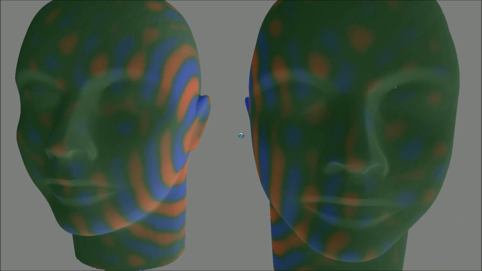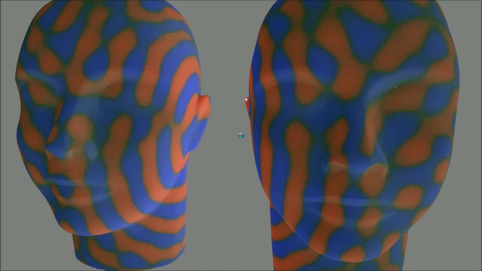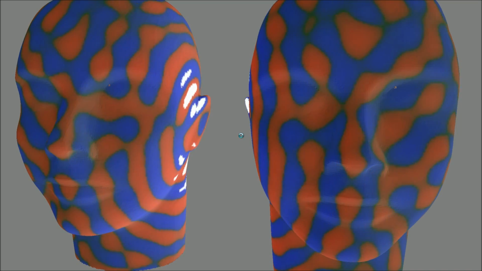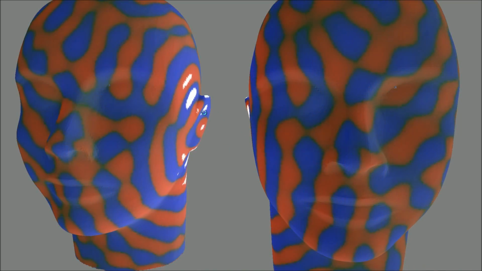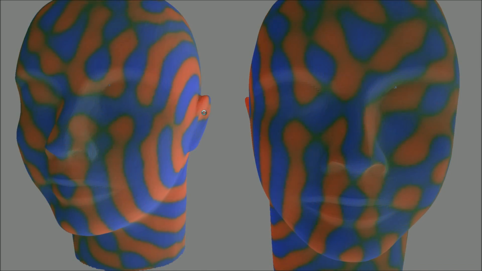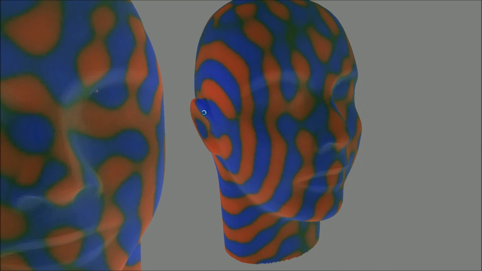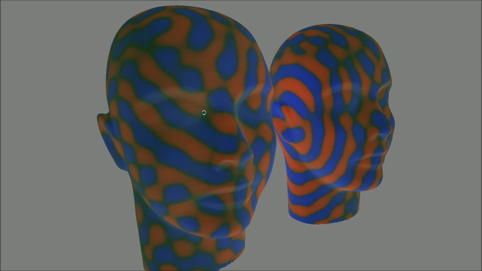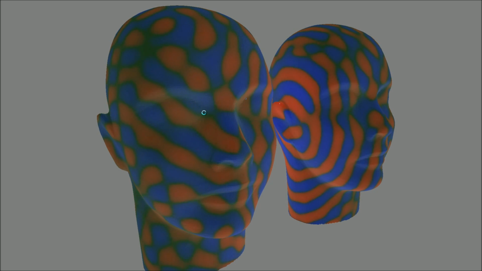I can change the dB scale so we can see more or less effect. I can also change the reference level so we can see that where the field is strongest in the zone here becomes white. So this is a case of using the GTX cards to visualize electromagnetic fields.